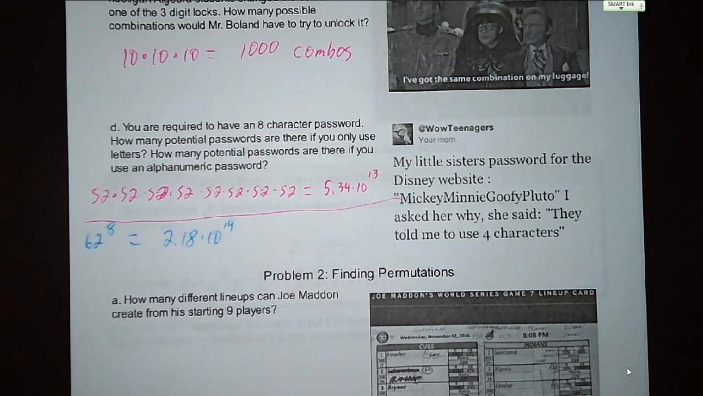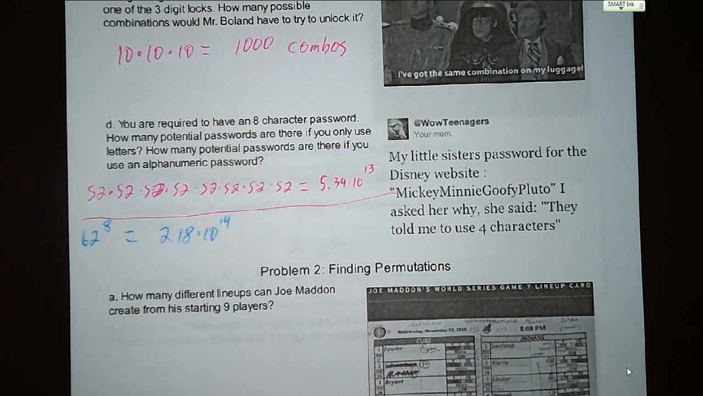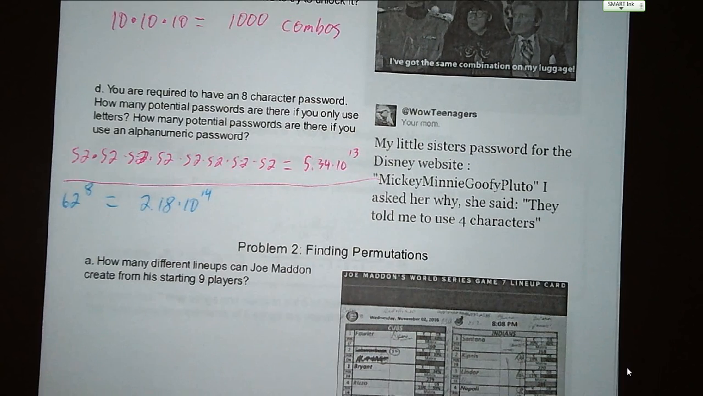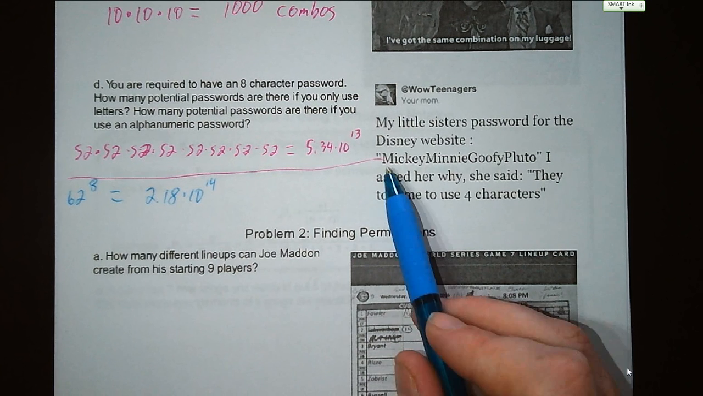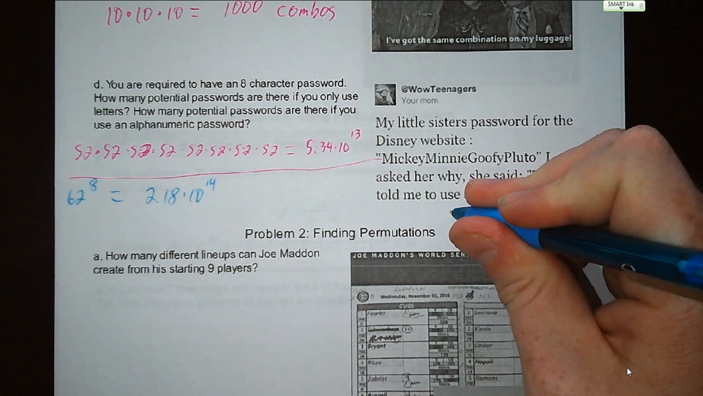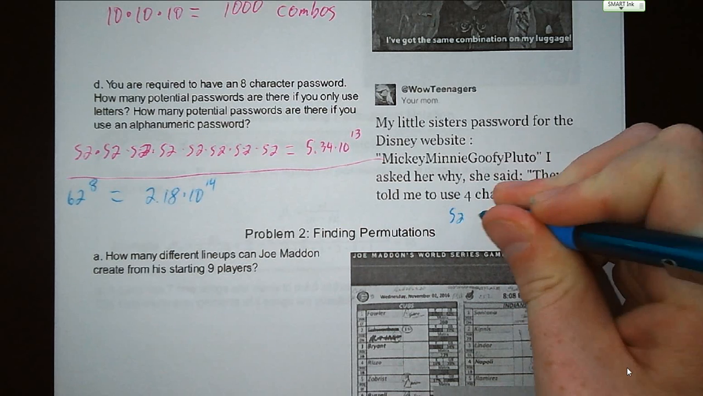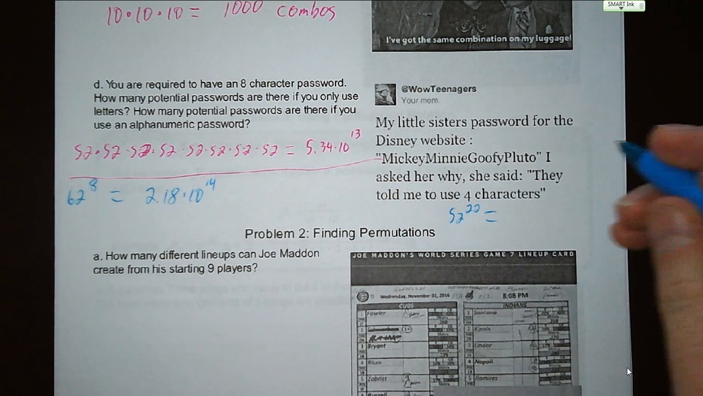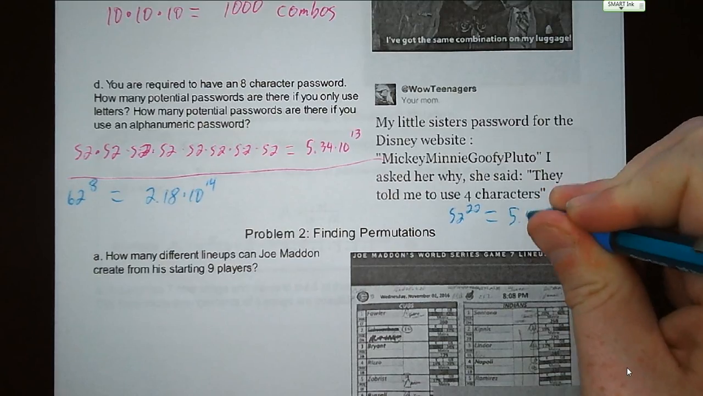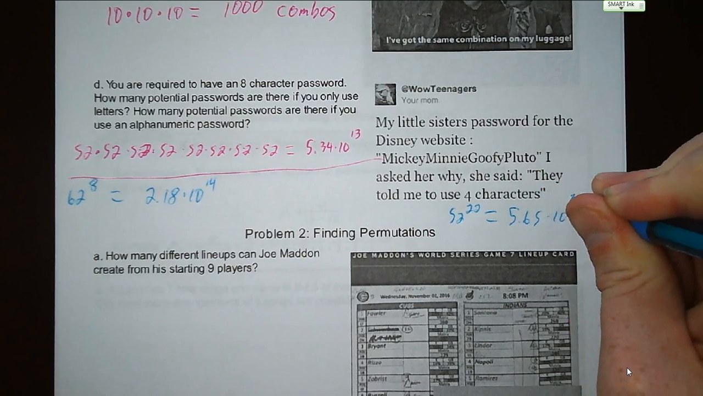Now, for example, the little tweet over here off to the side, my sister's password for the Disney website: Mickey, Minnie, Goofy, Pluto. Just asked why. They said use 4 characters. That would actually be an extremely strong password. You have 22 characters in that. So you have 52, because that's alphanumeric, to the 22nd power, which would give you 5.65 times 10 to the 37th.